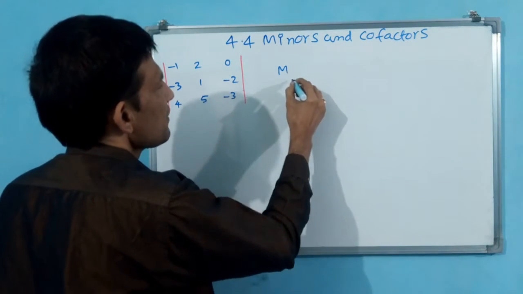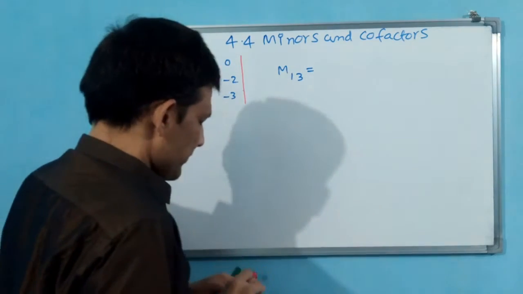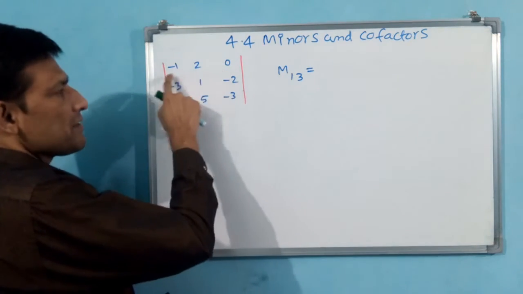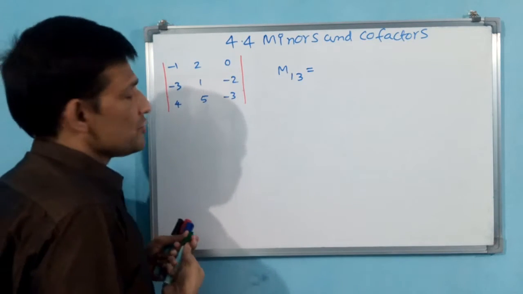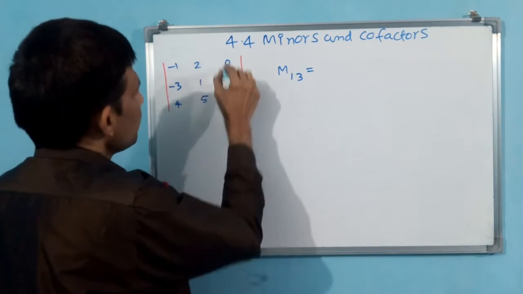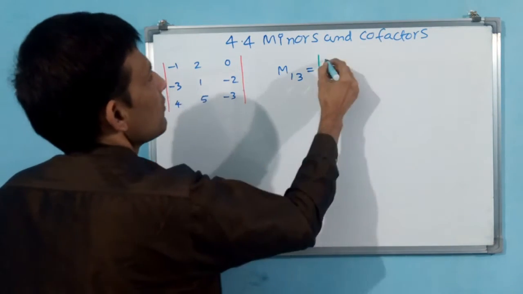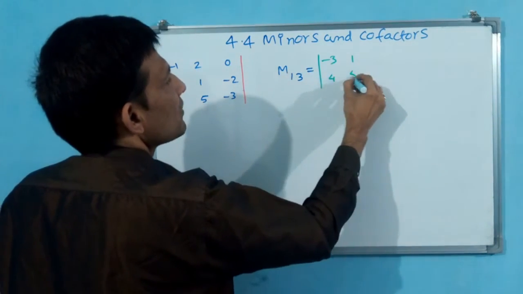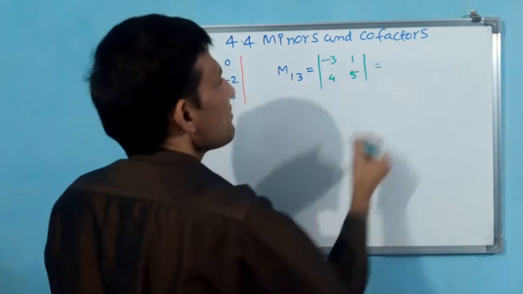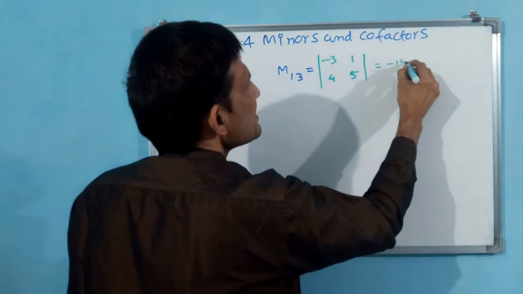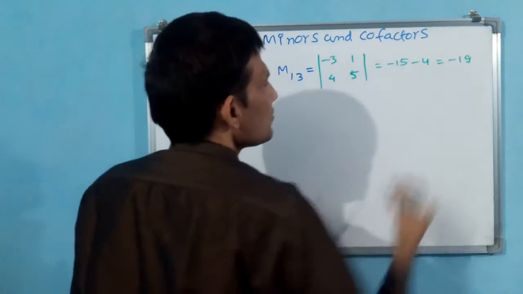See, M13 means what? First row, third column, that means the minor of 0. If you close the row and column of 0, automatically what will happen? That is equal to |-3 1; 4 5|. Next step we don't write this, directly we will write: -15 - 4, that means -19. Is it okay?